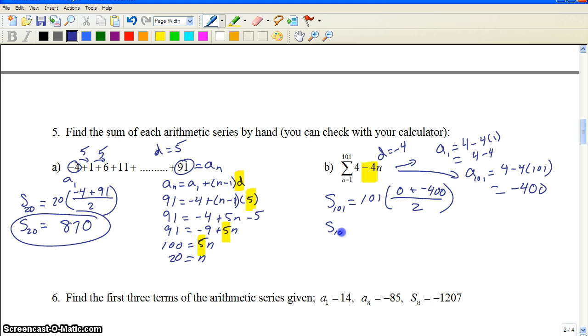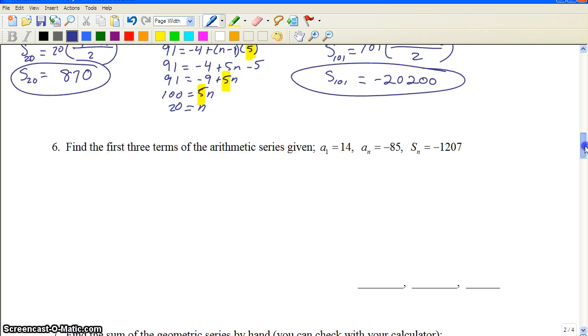So then we go ahead and we evaluate that. We do negative 400 divided by 2 times 101, and we get negative 20,200. Bam, barbecue pork.